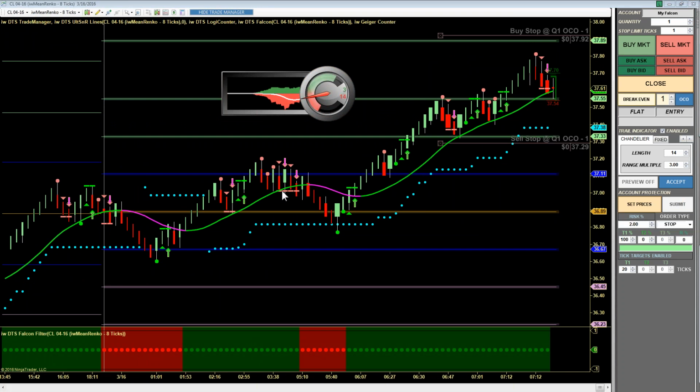All right, what do we have now? Only a minute or two away from the inventory. We're going to see the Geiger counter get a little bit more excited here as we get closer to the report release, the inventory report.